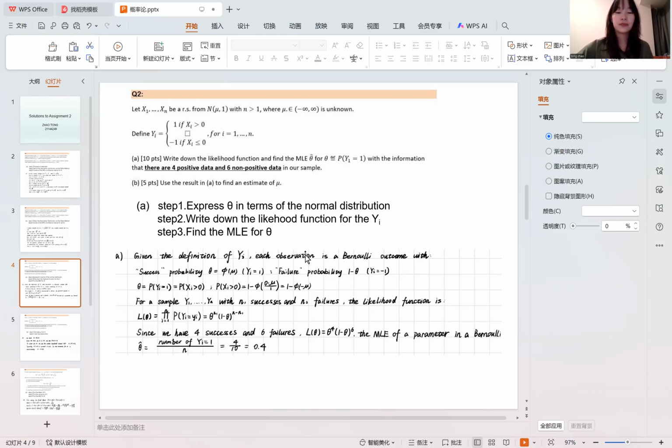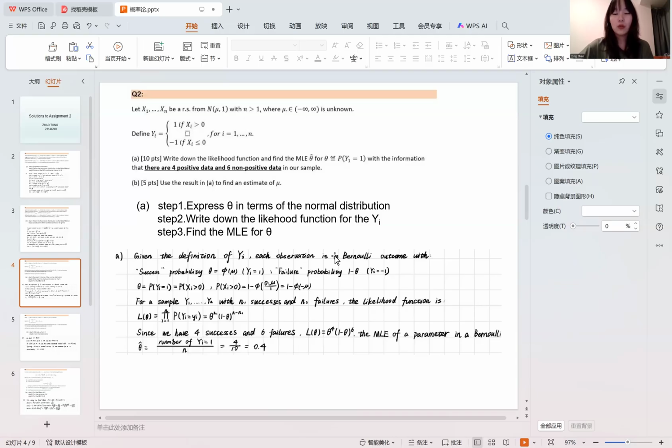Now look at part A. In part A, since x follows a normal distribution, the probability that any one observation is positive can be written as follows. And for a normal random variable, we have this one. But recall the symmetry of the normal distribution: 1 minus phi of negative mu is equal to phi of mu. Thus, we have theta is equal to phi of mu. This tells us the probability of a positive observation is a function of mu.